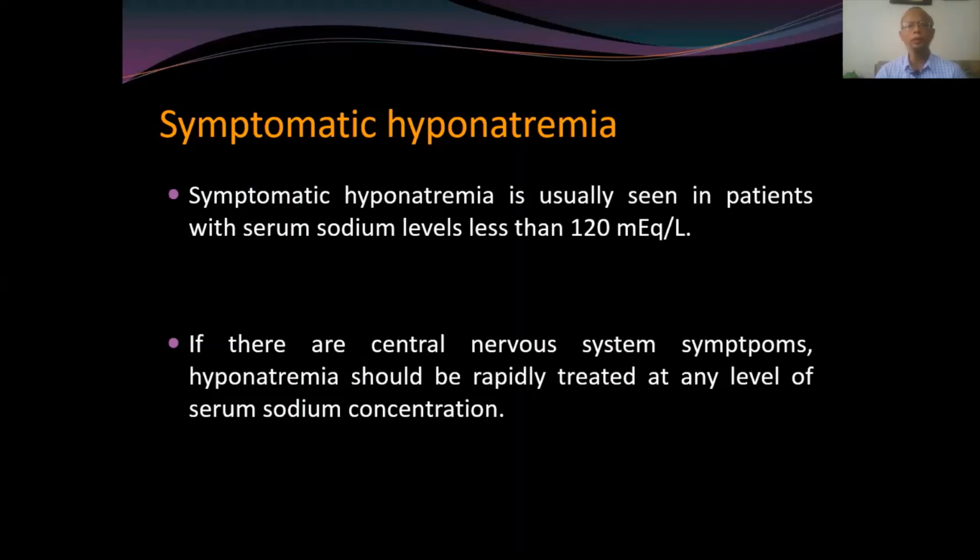Now coming to symptomatic hyponatremia. Symptomatic hyponatremia is usually seen in patients with serum sodium level less than 120 milliequivalent per liter. This is also a very severe hyponatremia. If there are central nervous system symptoms, hyponatremia should be rapidly treated at any level of serum sodium concentration. So only in this group of patients, when there are CNS symptoms, the patient is stuporous or in coma, can you give rapid correction. Otherwise, sodium deficit should always be corrected slowly, very slowly.